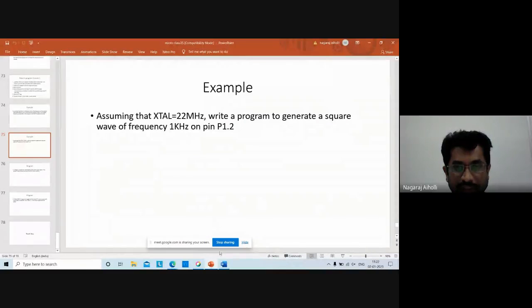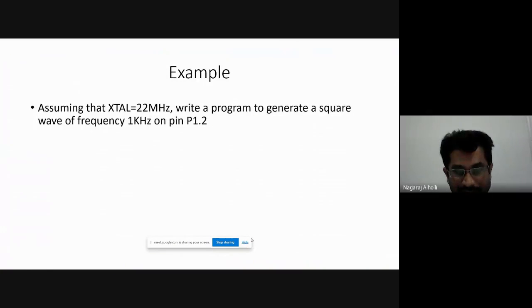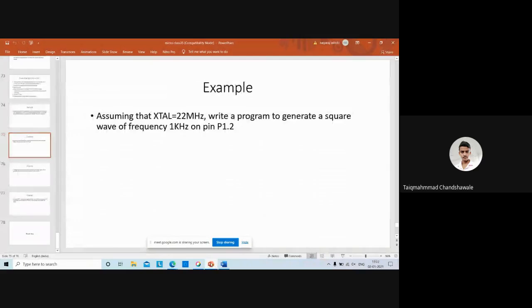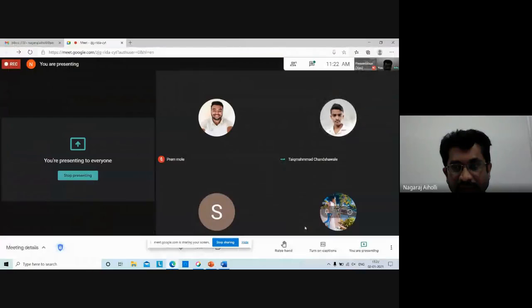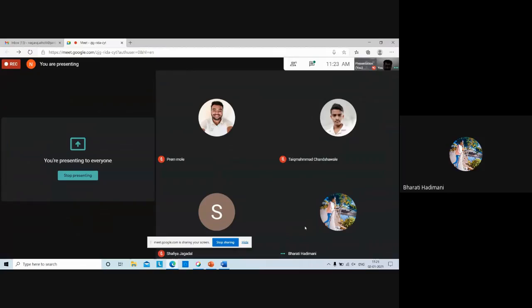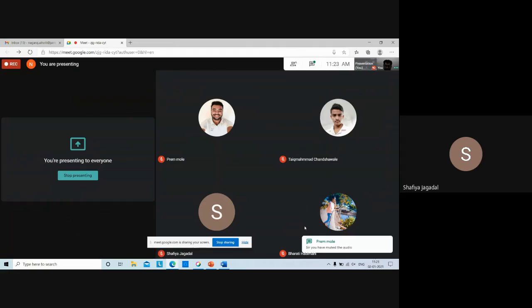using crystal frequency equal to 22 megahertz. Taik Mohammed, is it clear? Yes, sir. Yes, clear, sir. Bharti? Yes, clear, sir. Bharti? Clear, sir. Shafia? Sir, no, sir.